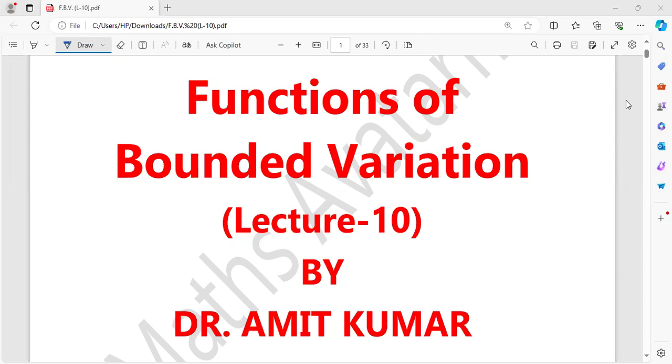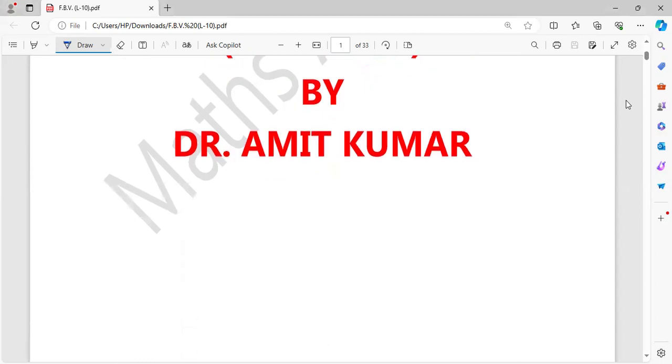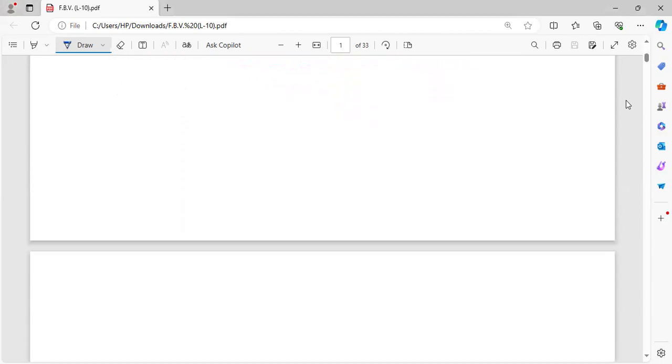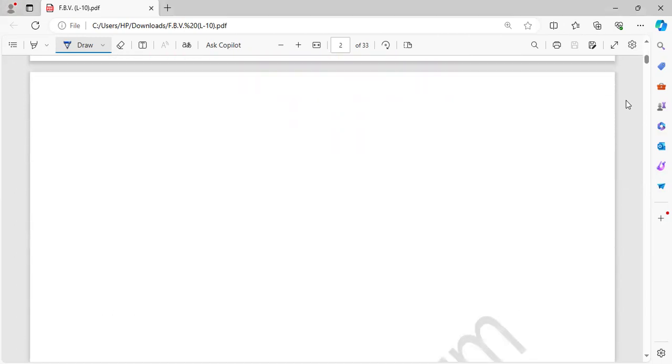So let's start today's session now. Today we are going to study the variation function corresponding to a function of bounded variation. Let's see how it is defined.